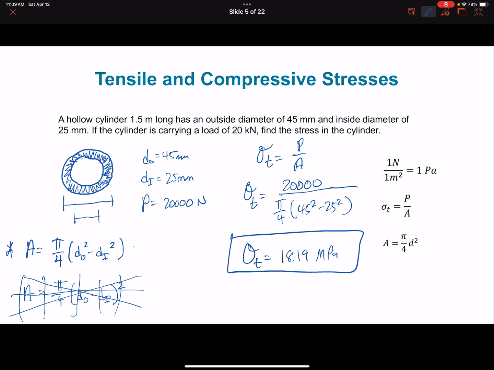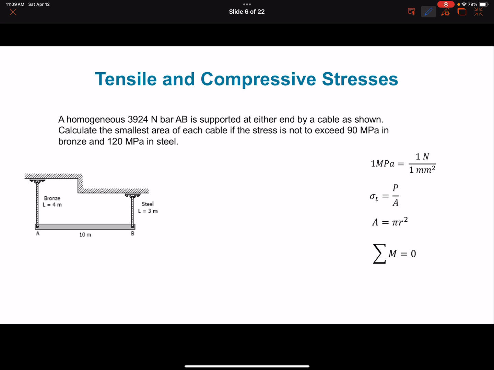We are going to look at a couple more difficult applications here. So let's move forward, still looking at our tensile stress. This one says a homogeneous 3,924 newton bar AB is supported at either end by a cable as shown. Calculate the smallest area of each cable if the stress is not to exceed 90 megapascals in the bronze and 120 megapascals in the steel. So the first thing we have to do is find the force in these cables. And you can see we have a parallel force system in equilibrium here.